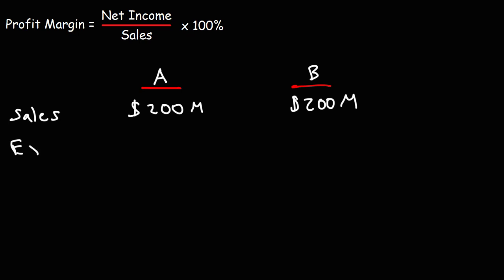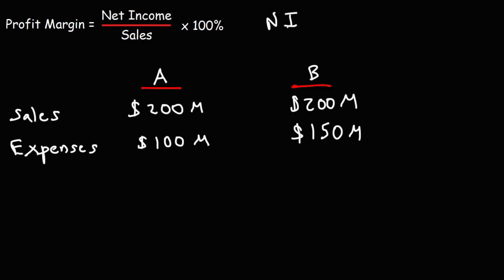Next, we have the expenses. Let's say that the expenses for company A is 100 million and the expenses for company B is 150 million. The net income is the difference between the sales or the revenue of the company minus the expenses.